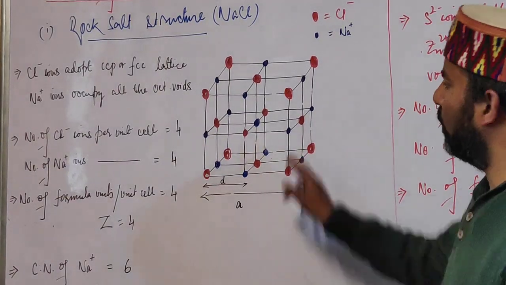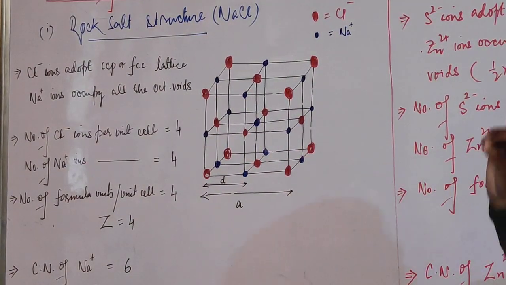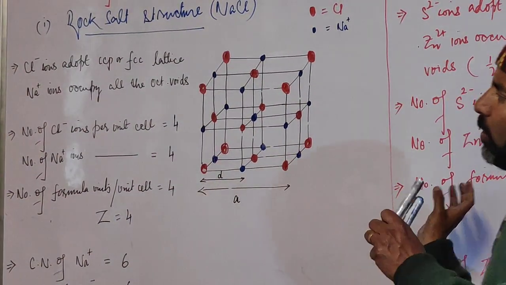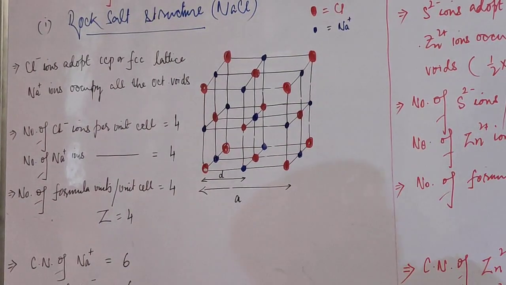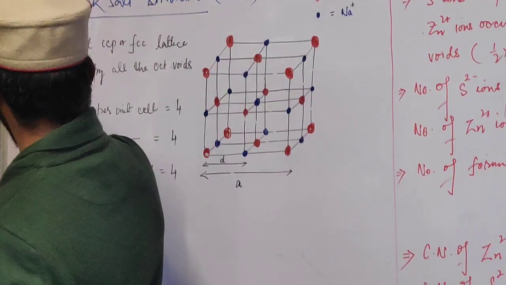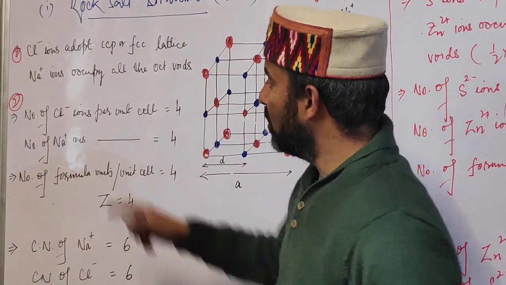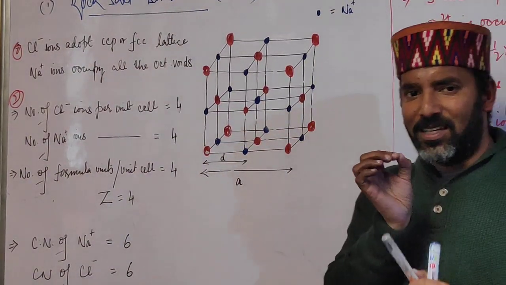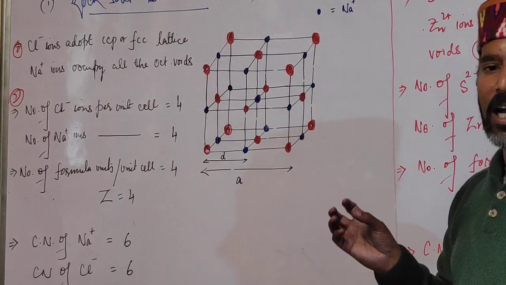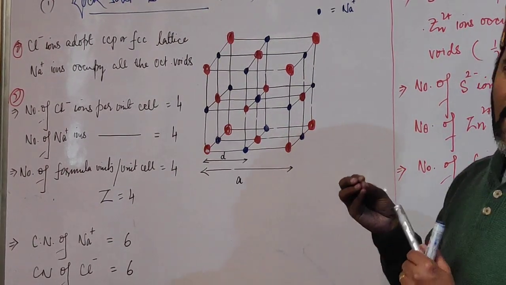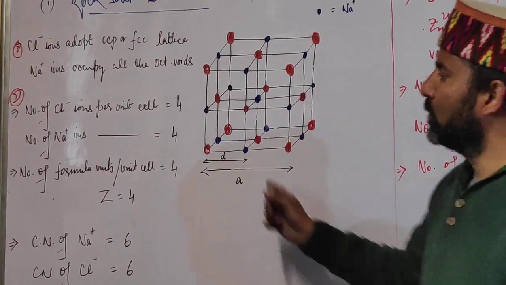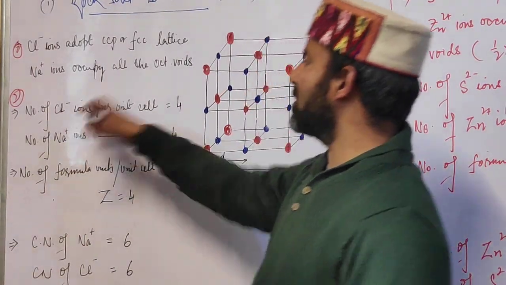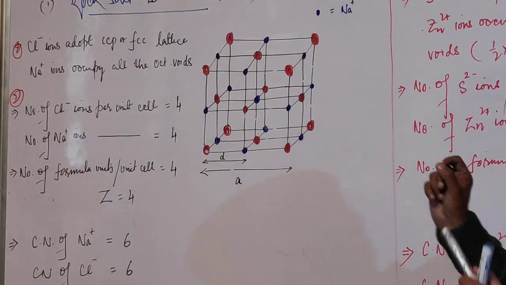So octahedral voids कहाँ होते हैं? Body center और edge के centers पे. So students, this is the relative position. Chloride ions adopt FCC lattice and sodium ions occupy all the octahedral voids. Now second important point in this structure is the number of chloride ions per unit cell. Since chloride ions have FCC lattice, and we know that in face centered cubic arrangement number of atoms or ions per unit cell कितने होते हैं? 4. So that is why we have 4 chloride ions per unit cell. Now number of sodium ions कितने हैं? They are also 4.